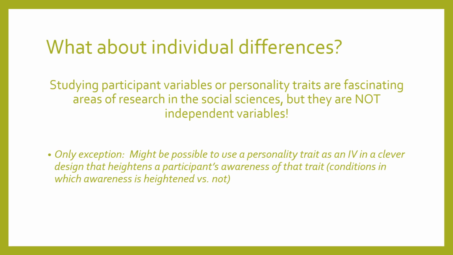So there is one thought of exception to this. It might be possible to use a personality trait as an independent variable in a very clever design, so you have to get creative with it, that heightens a participant's awareness of that specific trait. So the conditions or the levels of the independent variable would be one level where awareness is heightened of that trait versus one level where it's not.